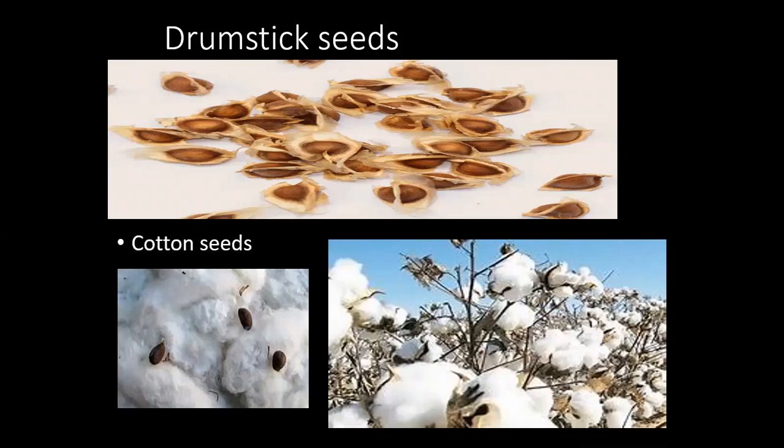Same way with the cotton seeds. If you see, the cotton has this hairy white structure, and inside them there are the seeds. Now this hairy white structure makes the seed light, and thus the seeds are carried away by the wind here and there. Now when these seeds are carried by wind and they find suitable conditions, like soil, water, sunlight, and all proper conditions to grow, they germinate and they grow into a new plant.